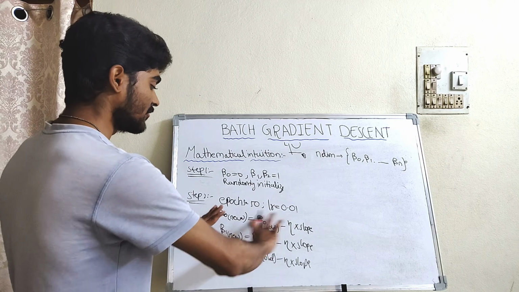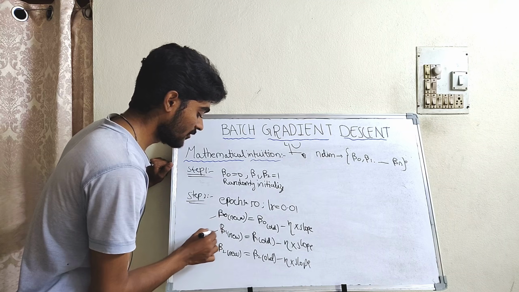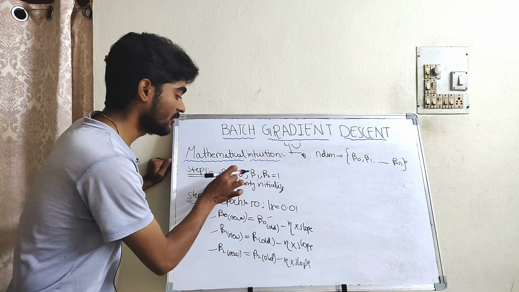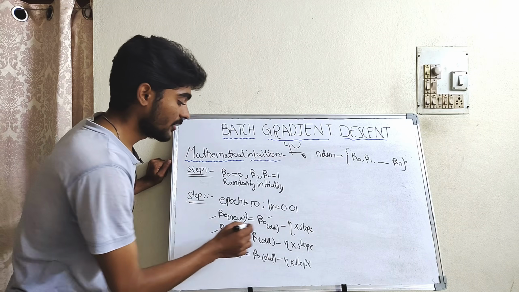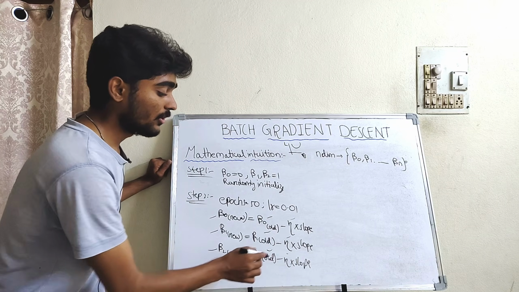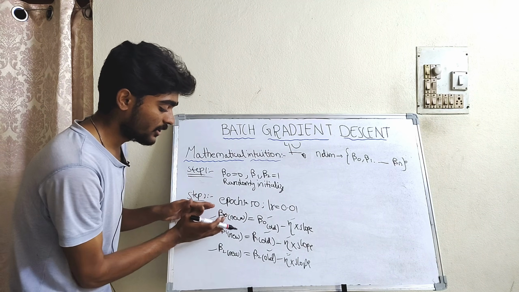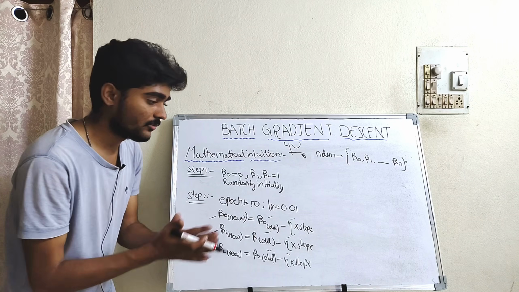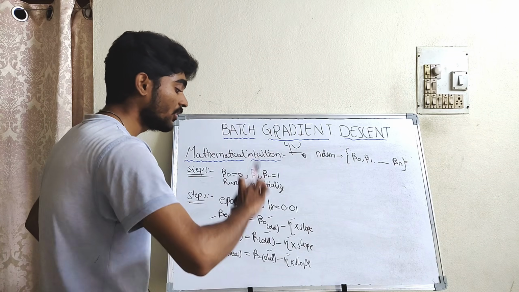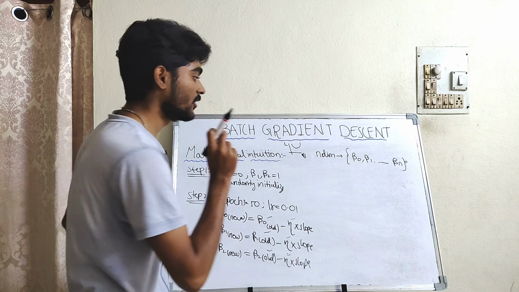Now when you see these three equations, you need to determine the new values of beta naught, beta 1 and beta 2. You have your old values, that is 0, 1, 1, and you have your learning rate. What you need to determine is the slopes.